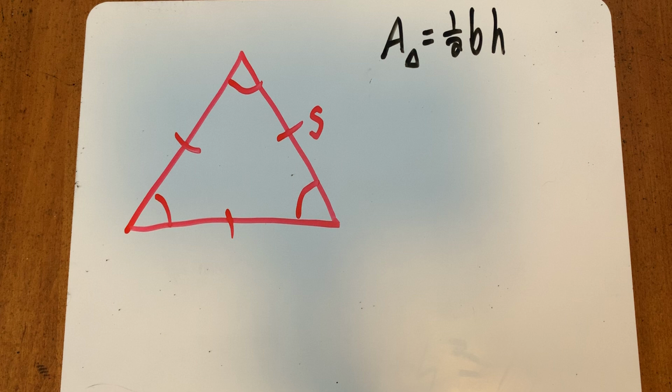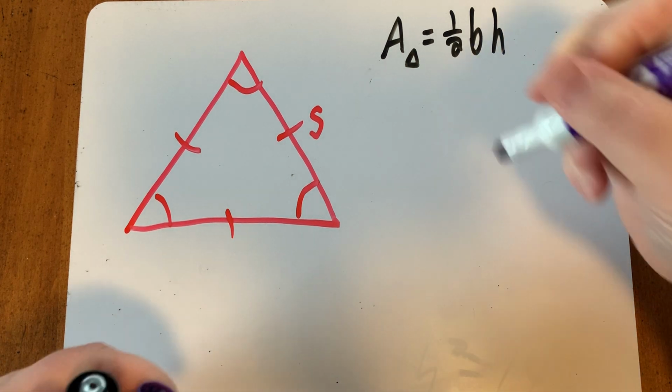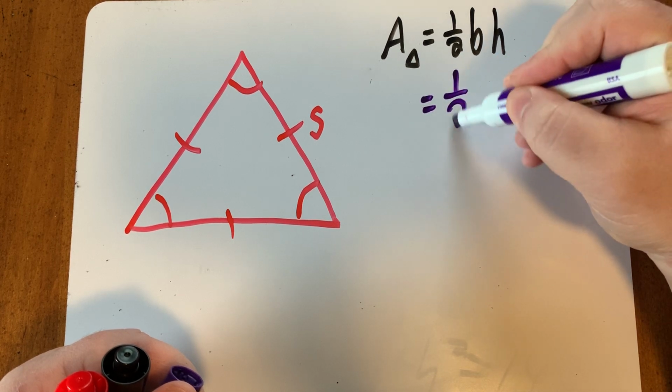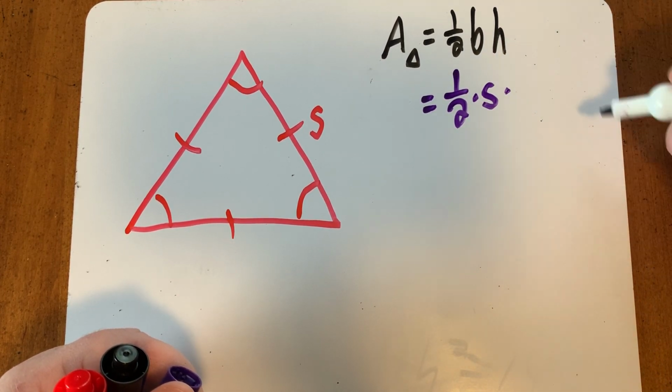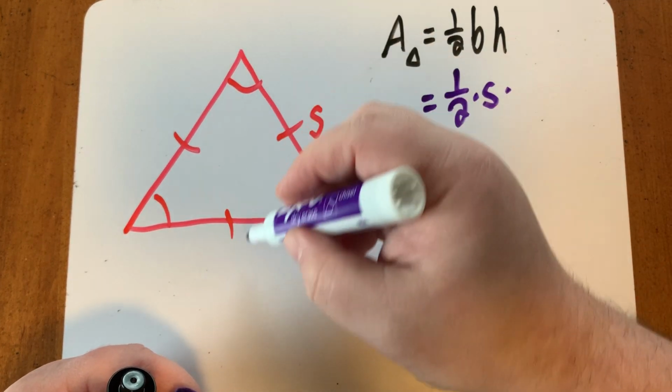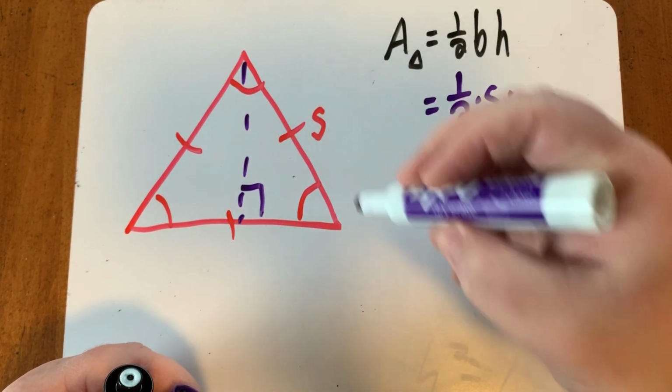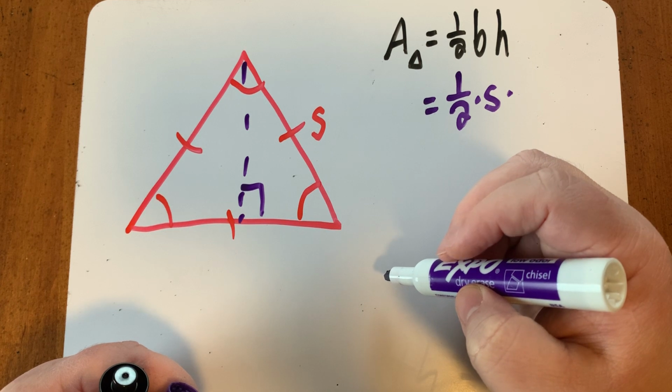So for this triangle, the base is any of the sides, so that's going to be S. And now we just need the height. I'm just going to use this S as our base and draw our height like that.